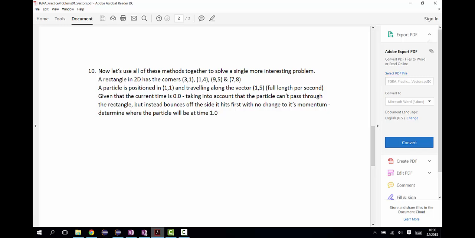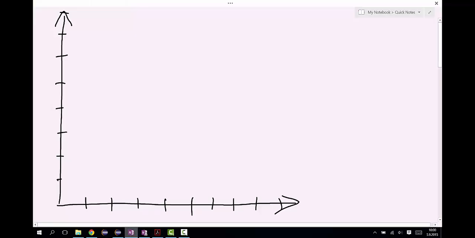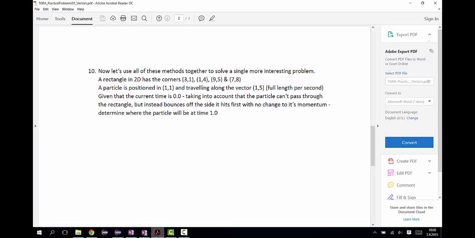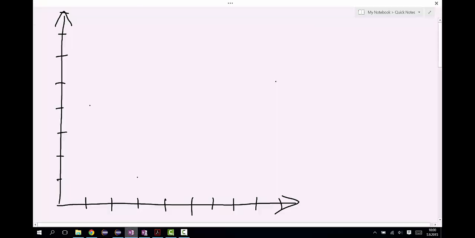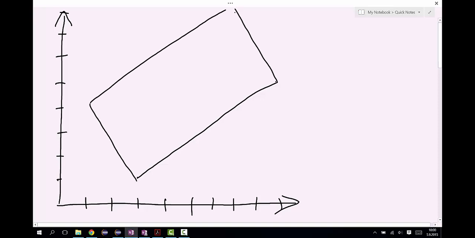Okay, so the rectangle that we're looking at: 3, 1, and 1, 4, 1, 2, 3, 1 there, 1, 4 here, 9, 5 here, and finally 7, 8 up here. Okay, not a great image, but it gets the general gist of it.